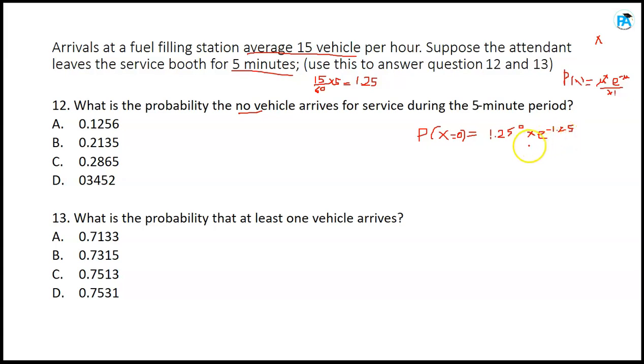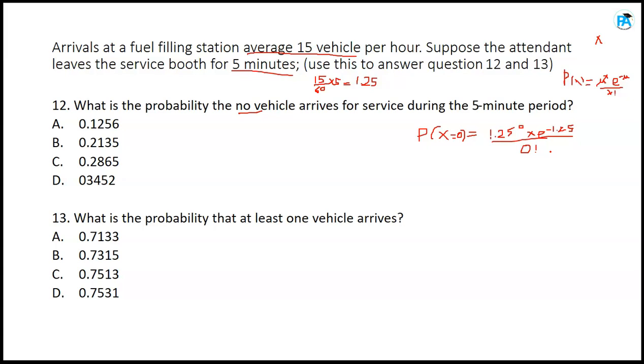1.25, divided by x factorial. Our x is 0, so 0 factorial. To put this on your calculator, kindly take your calculator. Now press the division sign, the one beneath the shift and the solve. When you press it, then you press 1.25 at the top, at the numerator, exponent 0, and times.